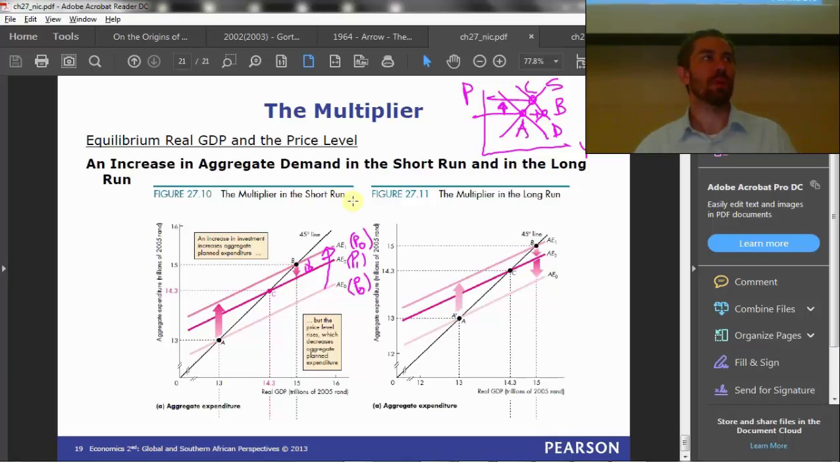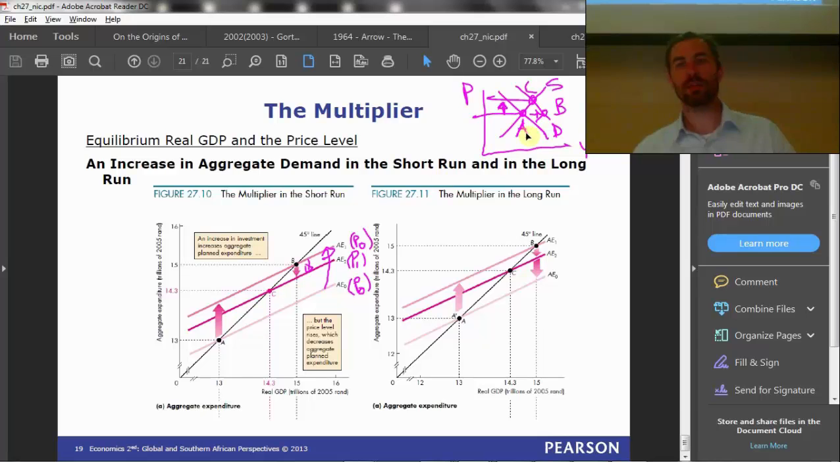If you recall, autonomous expenditure, little a, autonomous consumption, is dependent on, or one of the things that determines the level of A is your level of real wealth. If the price level changes, then your real wealth changes, and that affects your level of autonomous consumption expenditure. And that was the end of chapter 27.